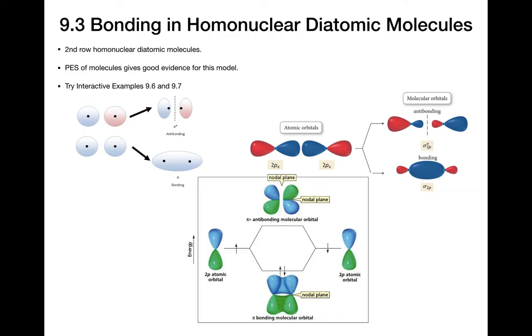So the antibonding molecular orbitals would try to pull the nuclei apart, and the bonding molecular orbitals would try to pull them together. Now just notice there's more than just one pi bonding and one antibonding pi. There's going to be two, because this kind of overlap occurs with py and py, but it also occurs with pz and pz.